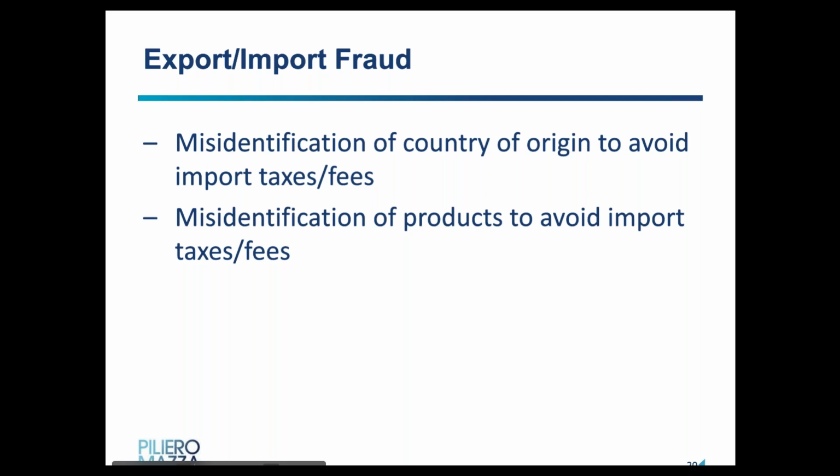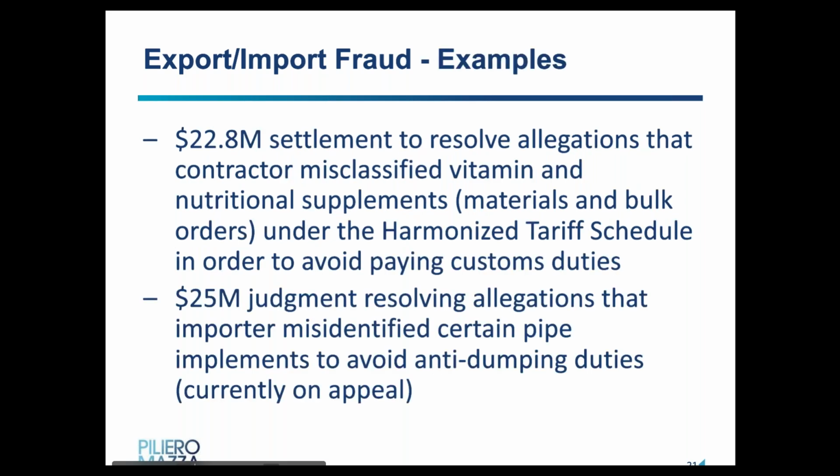Yeah, so a couple of ways that we see FCA liability with respect to this is if the contractor misidentifies the country of origin of the products to avoid import taxes or fees. It could also misidentify the products to avoid those fees. So it's either misidentification of the country of origin or of the product. Both ways can lead to getting around those fees. As an example, there is a roughly $23 million settlement to resolve allegations that the contractor misclassified these products.